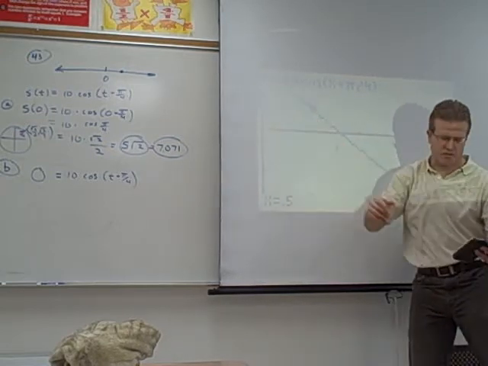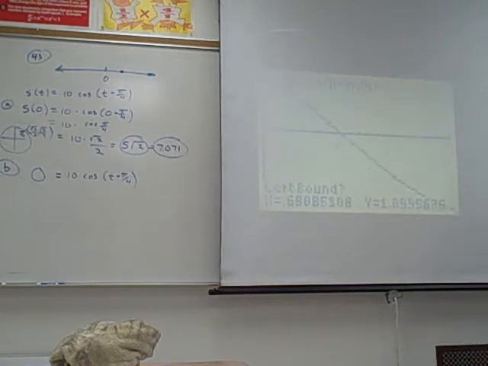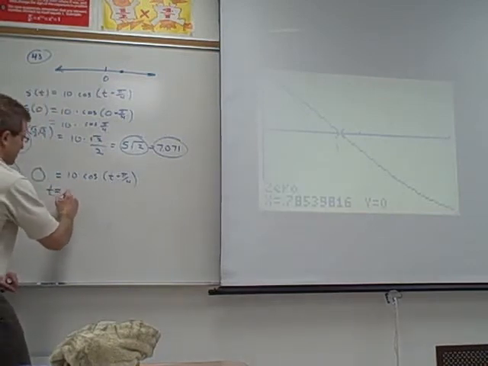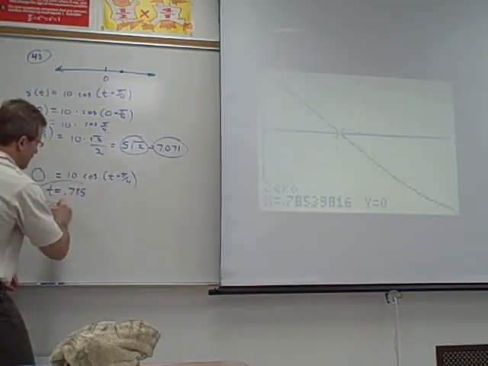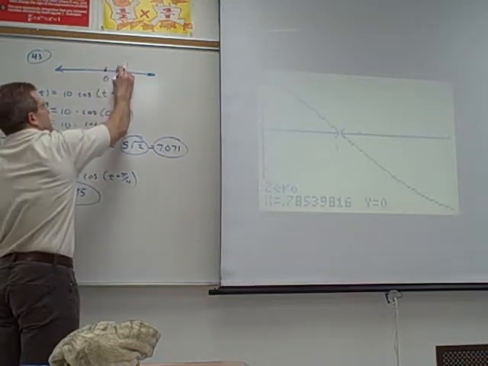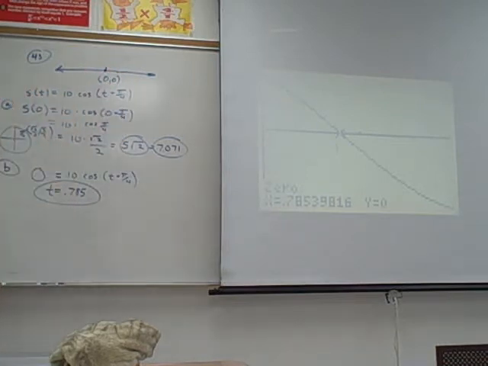When y equals 0, you push second trace, number 2 for 0, go a little bit left of the 0, push enter, a little bit to the right, enter, back where it crosses, enter, and there we go, 0.785 seconds. I don't even know if it says seconds, but t equals 0.785 would be the time. That's the time when it's going to cross the origin. That's when it's going to be right there. This is the origin right here. I don't have my y-axis drawn in, but you can imagine it there.